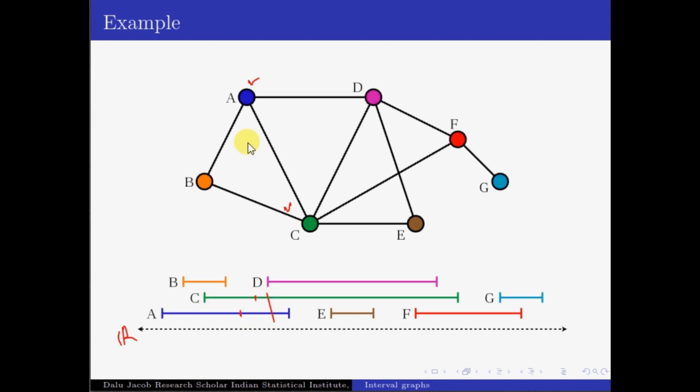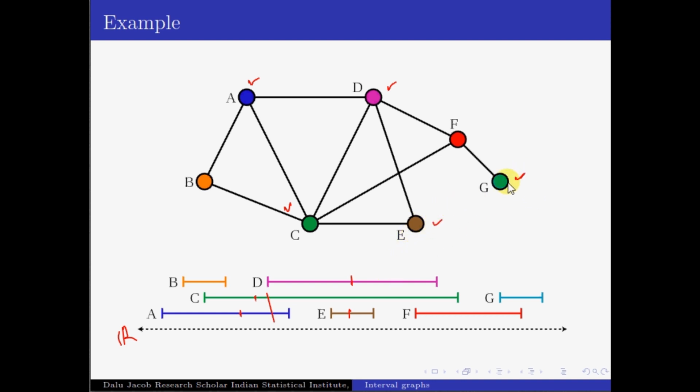Now, if you consider another two vertices, D and E, D is this one and E is this one, and they are also definitely intersecting. Similarly, we can verify all the adjacencies between the vertices and their intersection. Now let's look at some non-adjacencies. If you consider the vertex E and the vertex G, then they don't have an edge between them. They are non-adjacent to each other.